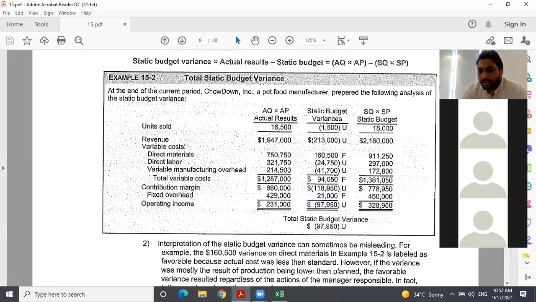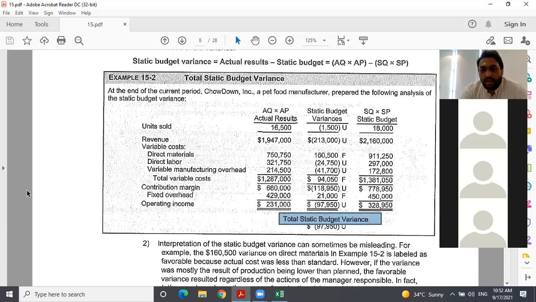Like see units sold. For example, 18,000 is the standard budget, the static budget you had. And actually you reached only 16,500. That means 1,500 is an unfavorable variance for you. So this variance analysis you will do for every heading. Okay. So what you will get, the total static budget variance is minus 97,950.